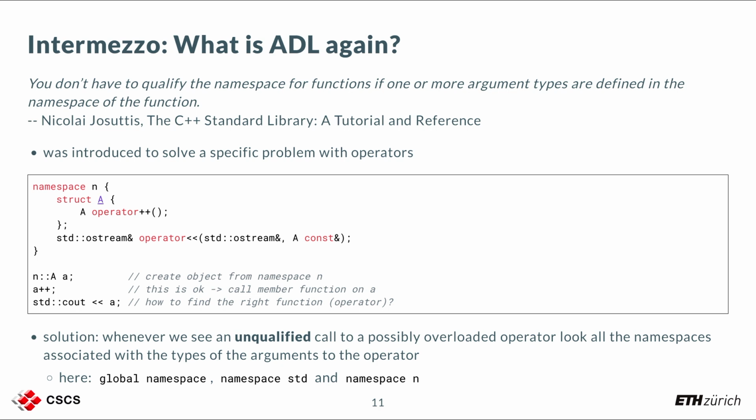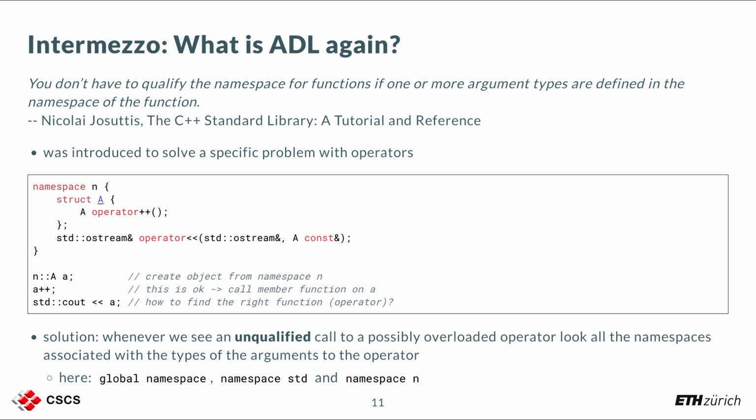But then we run into problems. Here, outside of this namespace n, we have an object of type NA, and it's called A. And we can do A++ on it because it has an operator ++, and that's fine because ++ is just like a regular member function, and because we have A, we know it's applied on the type A. But if we want to print A, we're not sure where to find this function because it's not clear. If we don't have ADL, the compiler doesn't know where to look.